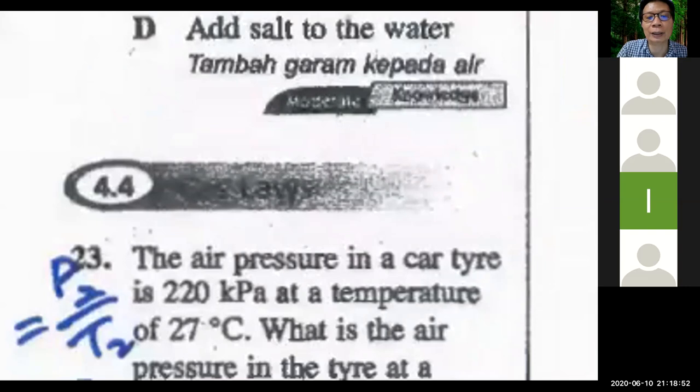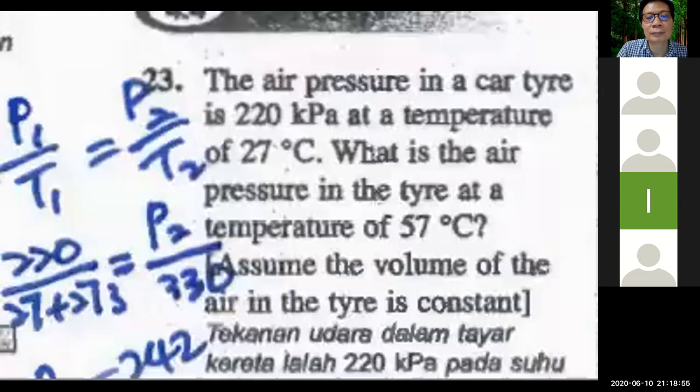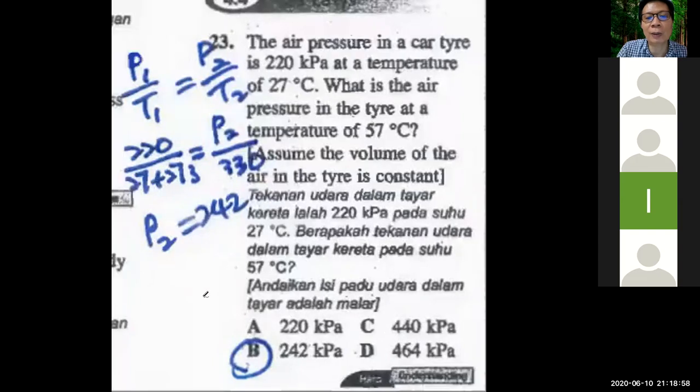Question 23 now is gas law already. Last part. Air pressure in a car tire is 220 kilopascal at temperature 27. So here it involves pressure and temperature. So it's P and T. Very easy, given pressure, given temperature. So use this formula: P1 over T1 equals P2 over T2. Remember, this is what law? Remember or not? Boyle's law, Charles's law, or pressure law? This is what law?